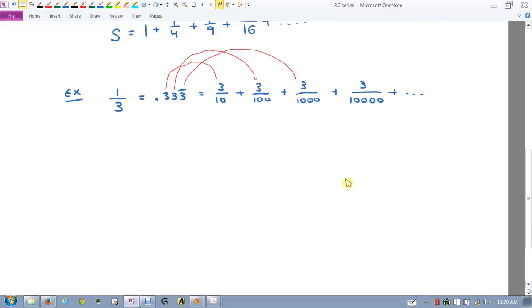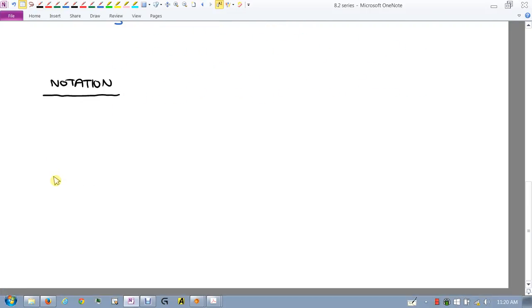So before we go any further, we need to get some notation down and some language. So notation. If we're going to do a sum, right, a series is a sum, then we're going to use the sigma, just like we did with integration. Let me do it this way. n equals 1 to m of a sub n.